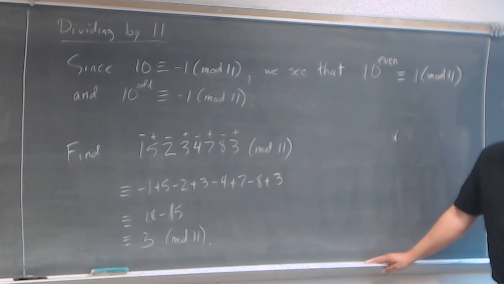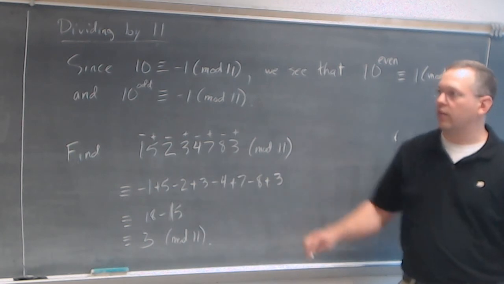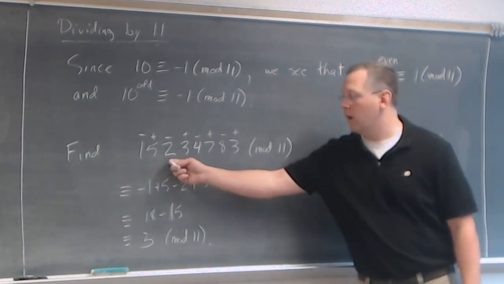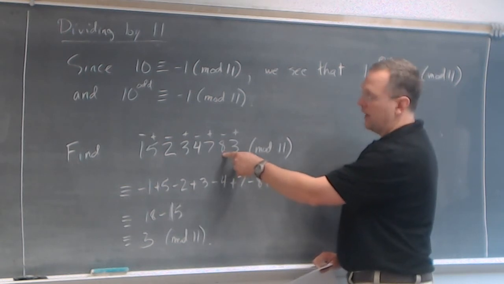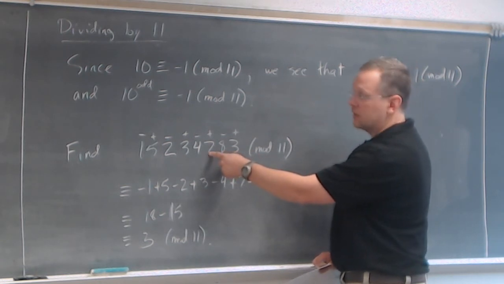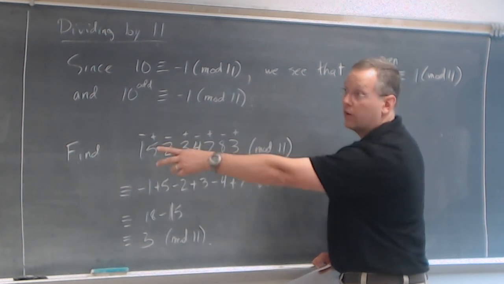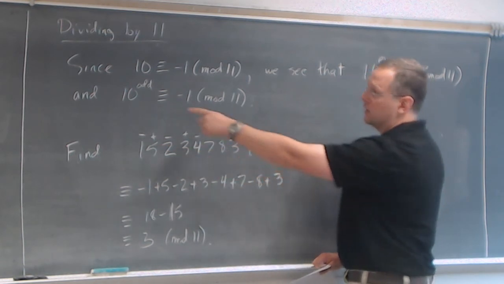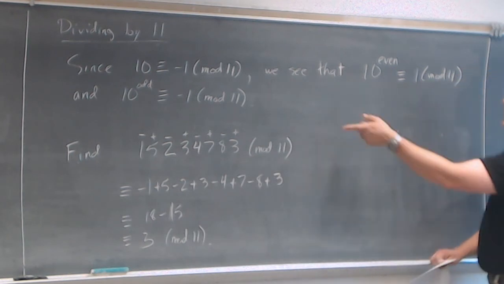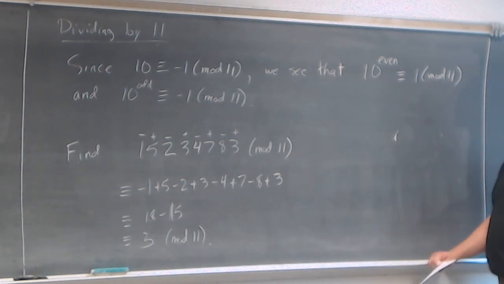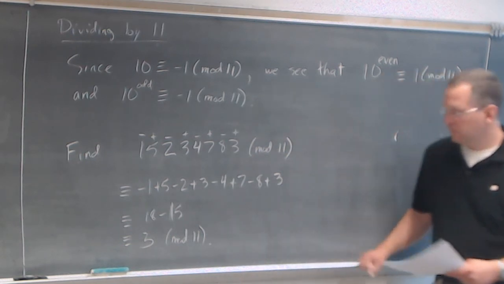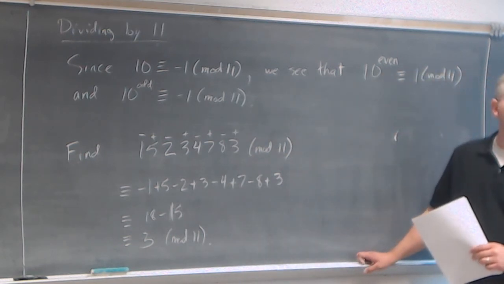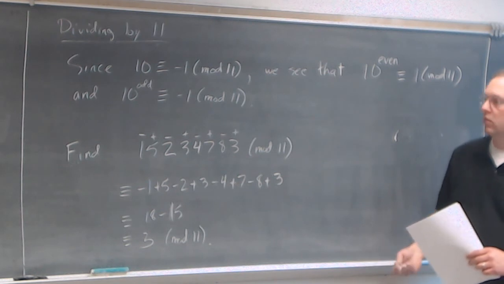So it's a similar trick, and the proof is right over there. You could break this up as 3 plus 8 times 10 plus 7 times 10 squared plus 4 times 10 cubed and so on, and then you would reduce each of those powers of 10 to either 1 or negative 1, depending on whether the exponent is even or odd. Any questions with that?